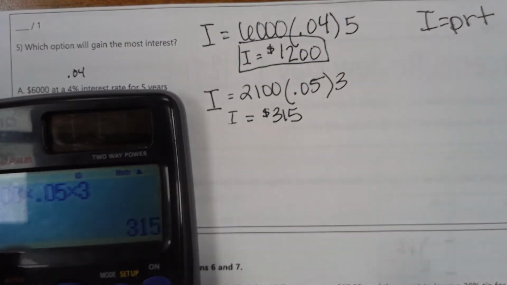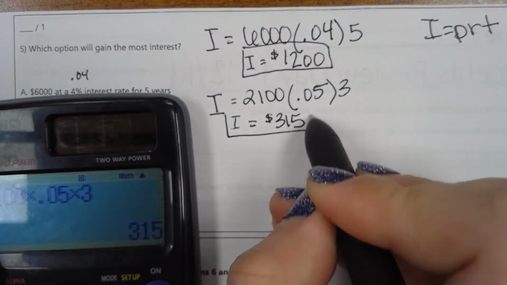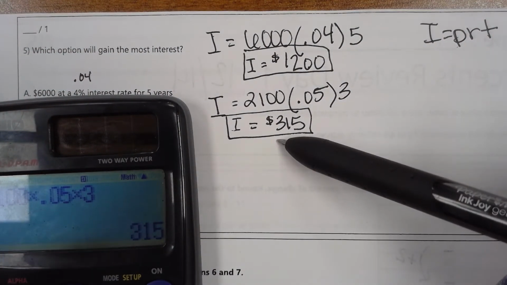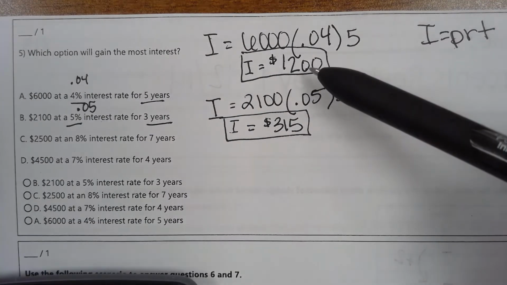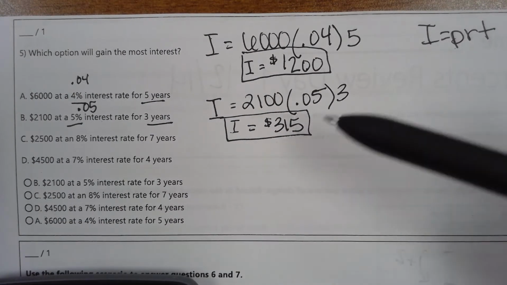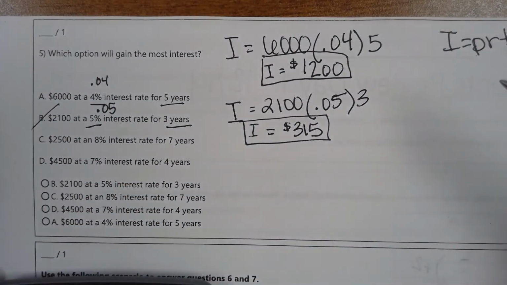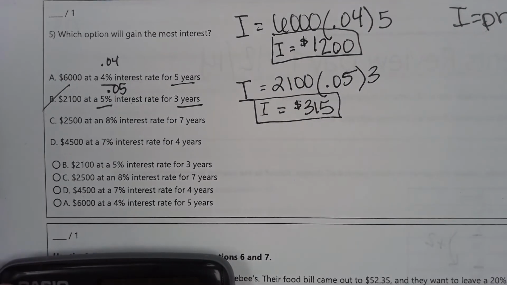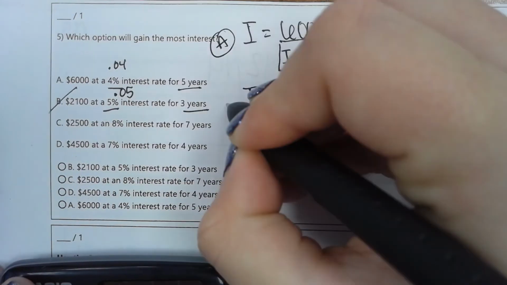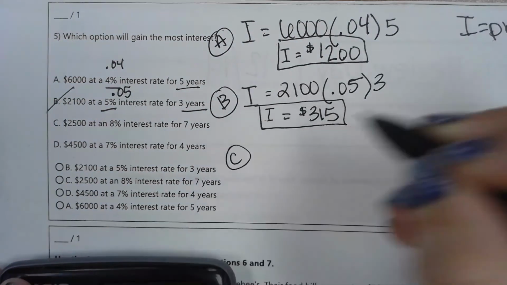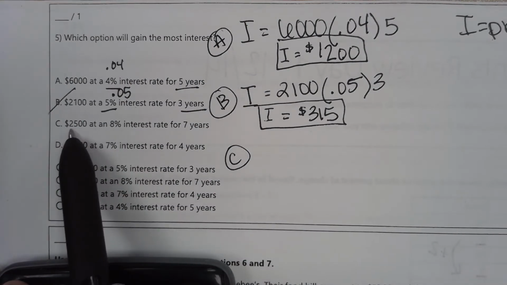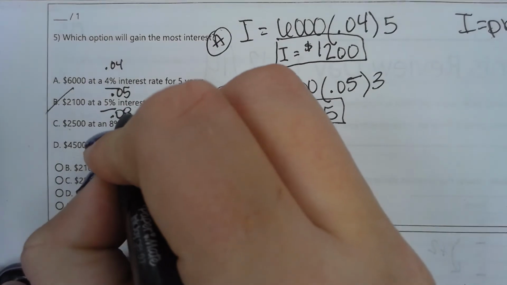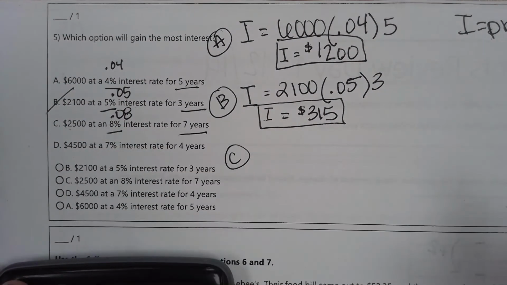$315. So based on that answer compared to the first one that we just did, notice how 1,200 is a lot bigger than the $315. So I know right away, since A was bigger than B, my answer is not going to be B. Okay, however, we still need to check the other ones. So C, this was A, this was B, now we're moving on to C. Our principal is $2,500. Our rate is 8%, so 8% as a decimal is 0.08. And then our time is 7 years.